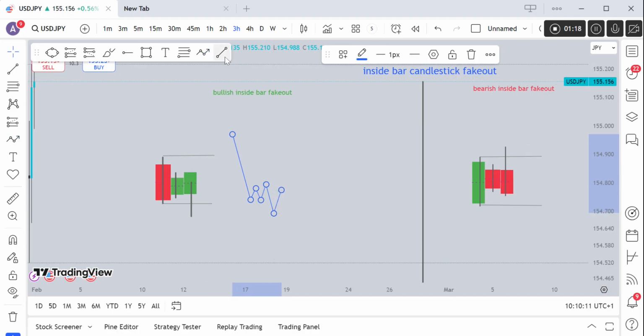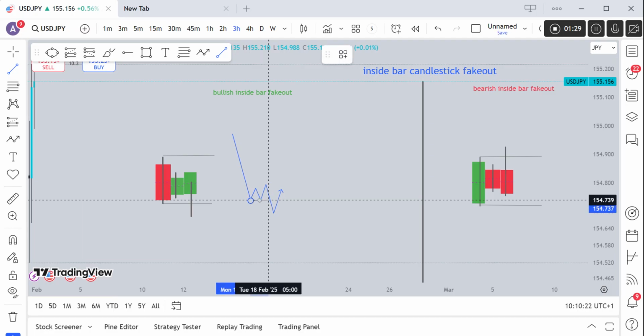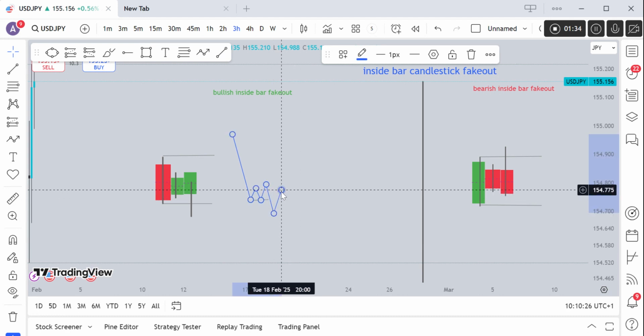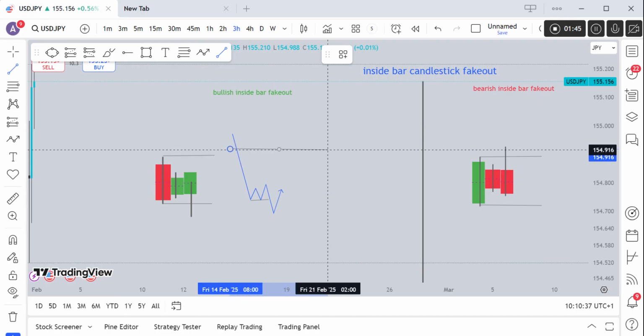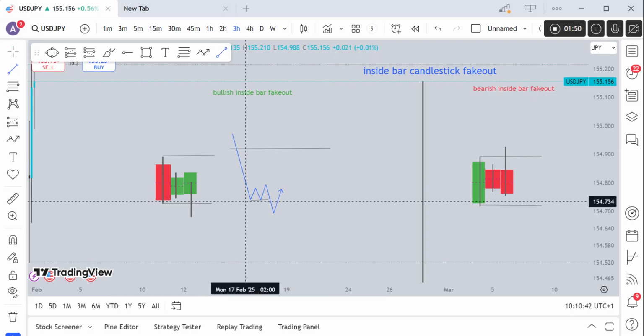What do I mean by this? This is the fake out here in the lower time frame I'm talking about. Then you have to buy this trade when the candlestick returns to the zone. This is the full zone here, maybe somewhere from here to here. This is the zone.